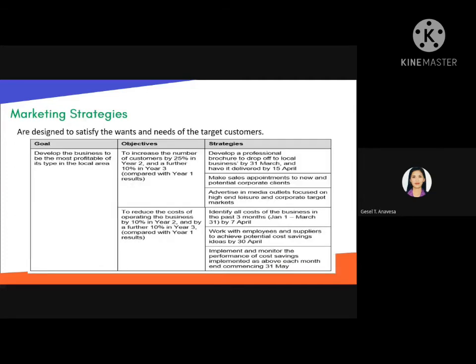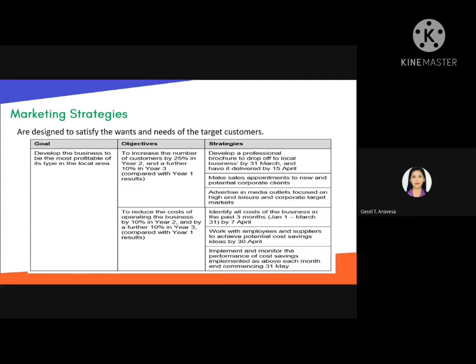So here is an example. Same gihapon na siya sa katong Singapore travel nga example nato. So here the goal is to develop the business to be the most profitable of its type in the local area, and then the objective niya is to increase the number of customer base by 25%, and then ang strategy nga himuon para ma-increase nila ang ilang customer is to develop a professional brochure to drop off in the local area, with a specific date nga naa po siya specific nga date kung kanus-a nila ma-achieve o ma-deliver.